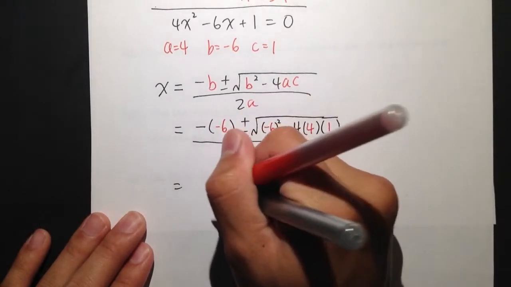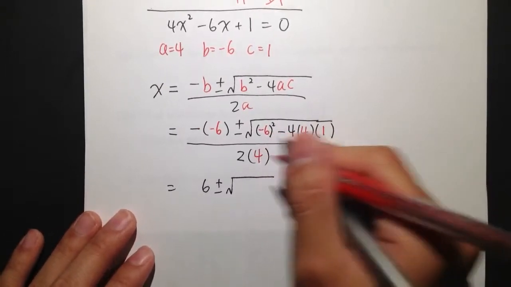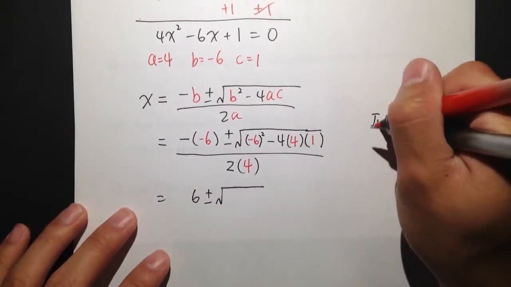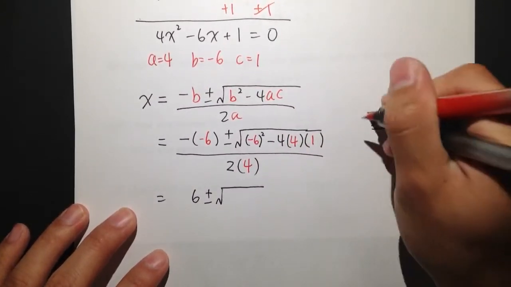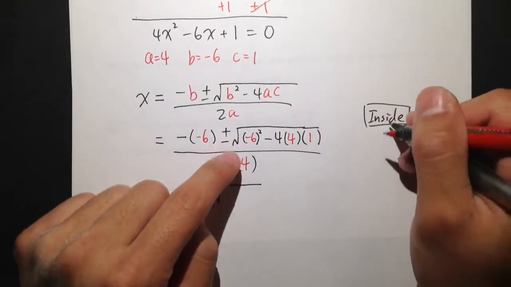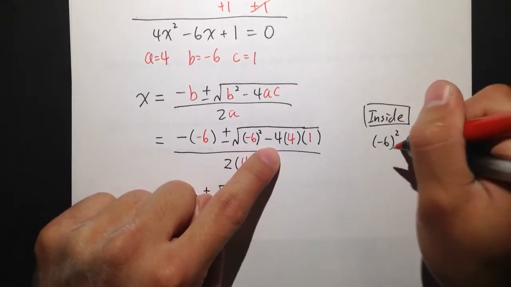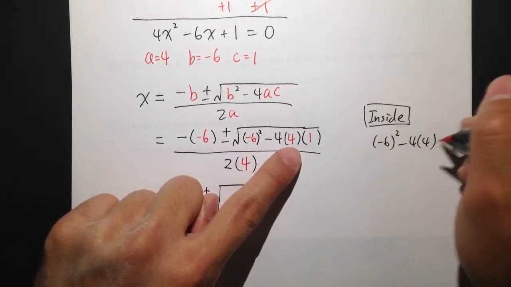And then I have the plus or minus. I have the square root. But then let's look at what we have inside. Let's do that on the side. Inside of the square root, I have -6 squared minus 4 times 4 times 1.